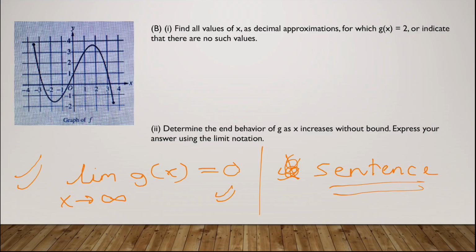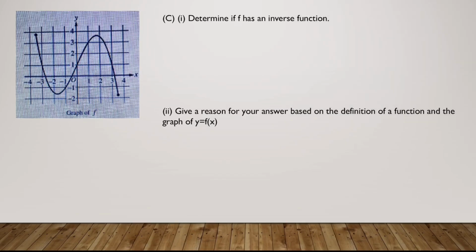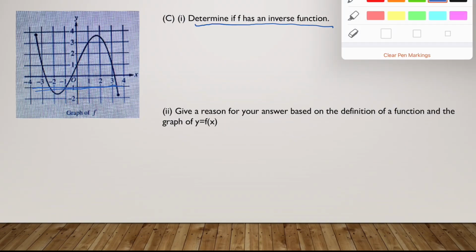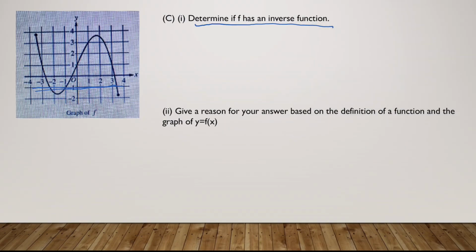Let's move on to the third and final part. Now the last part is determine if f has an inverse function. You will get this type of question, and I want you to remember one thing, which is the horizontal line test. It means that if you draw a horizontal line on any part of your graph, and it intersects at only one point, then your function is invertible.